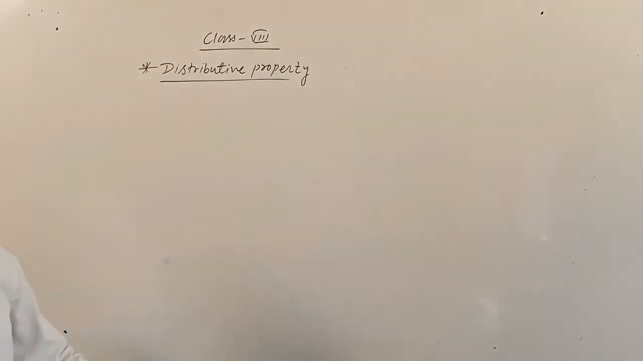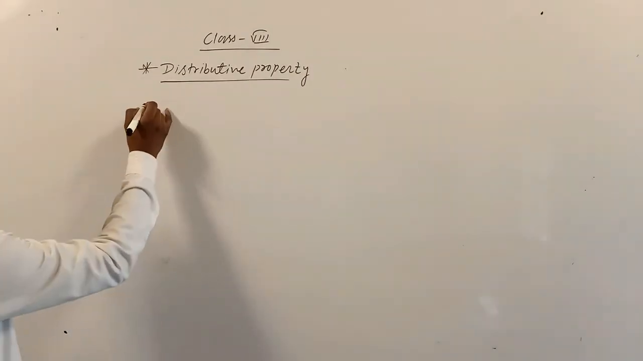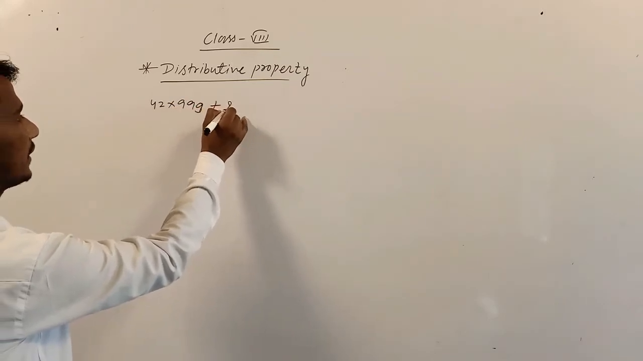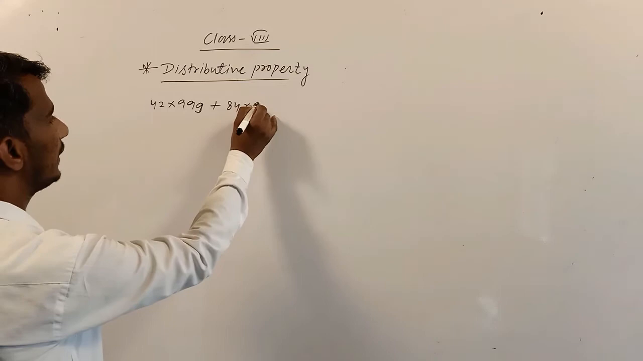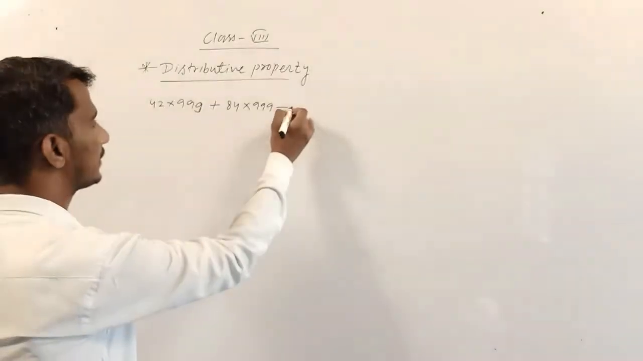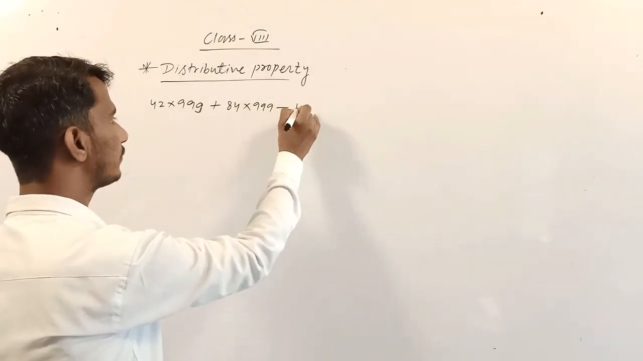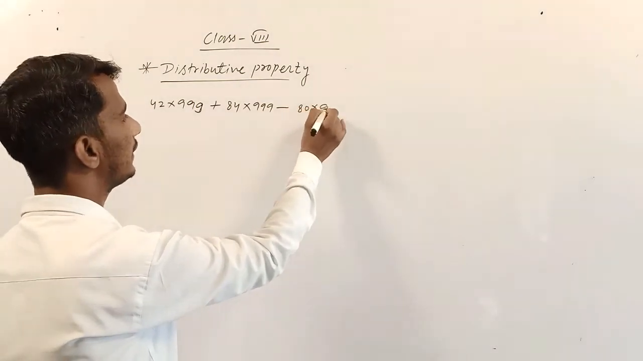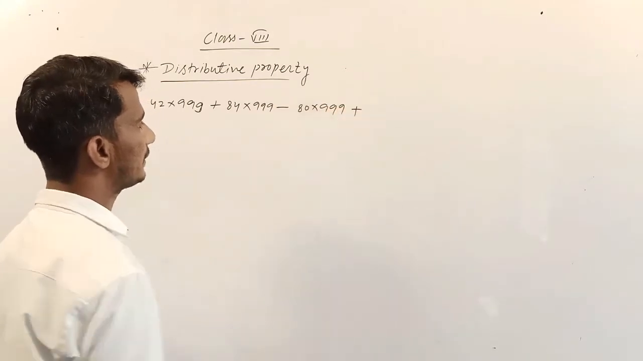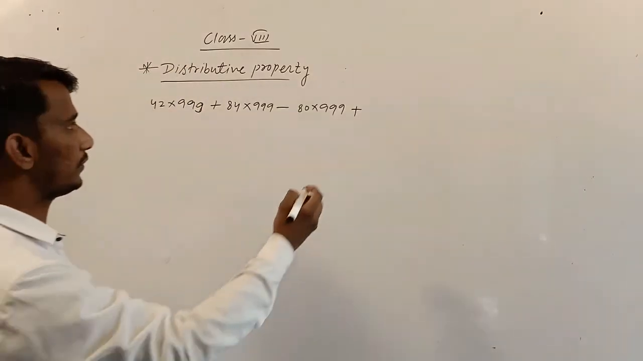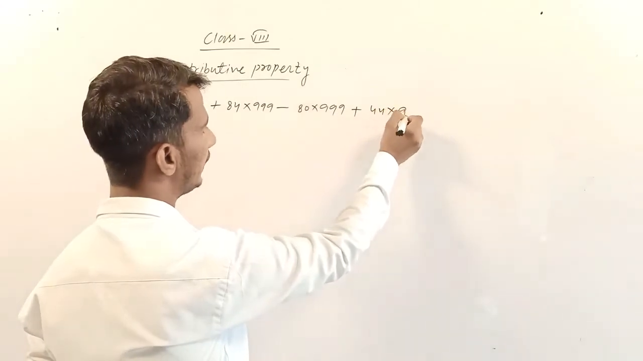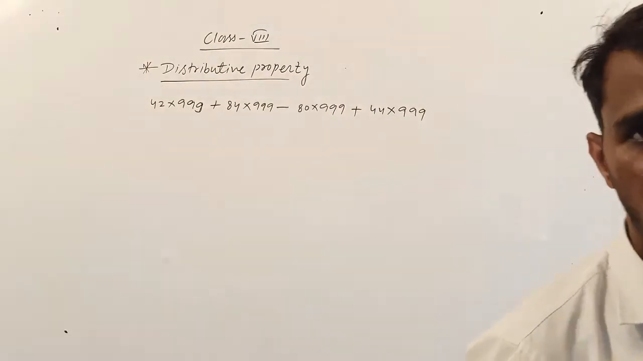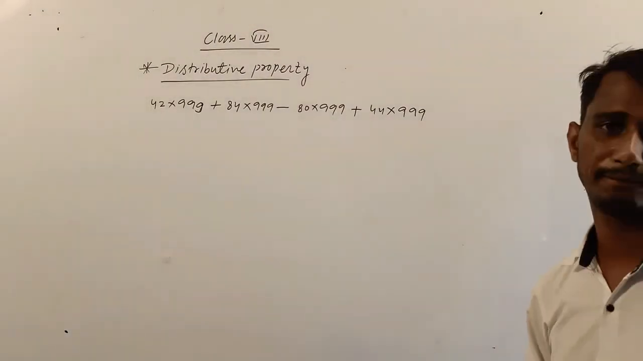One more example for you. If you want to multiply 42 into 999 plus 84 into 999 minus 80 into 999 plus 44 into 999, how much time will you take to solve this?